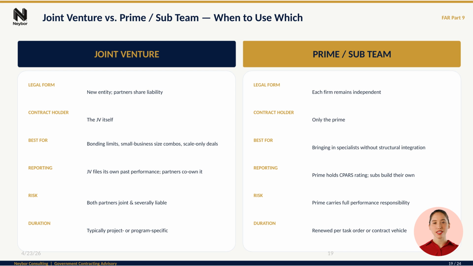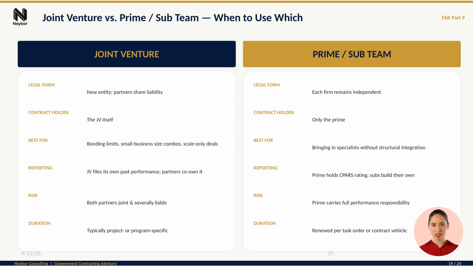In the right column, the prime sub-team. Each firm stays independent, only the prime signs the contract, and the prime carries the full weight of performance responsibility. This is the structure you want when you need a specialist for a specific capability, but don't want structural integration. Past performance tracking differs in an important way. The prime gets a CPARS rating for the whole contract, and subs build their own reputation separately. Risk is different too. In a JV, both partners answer for failures. In a prime sub, the prime eats the failure and has to chase the sub contractually.